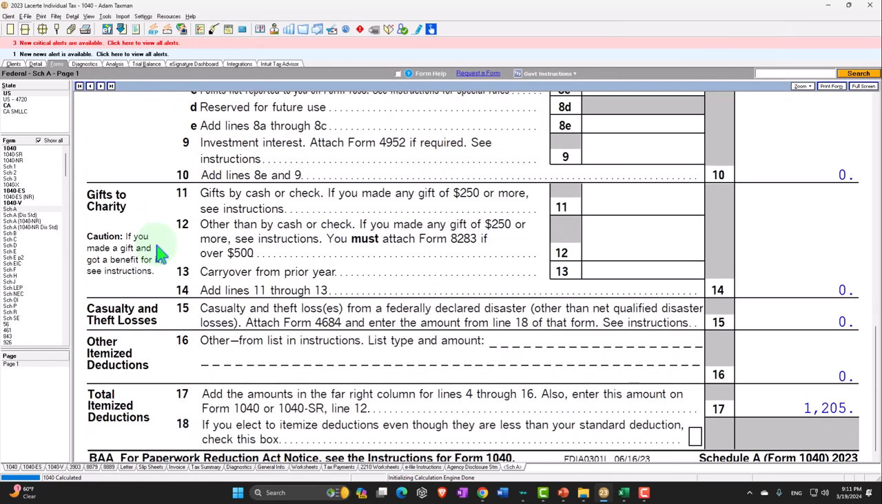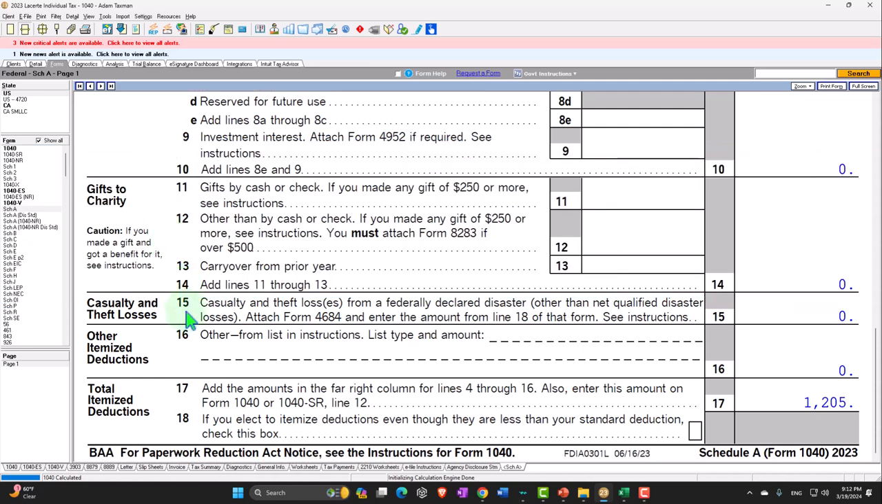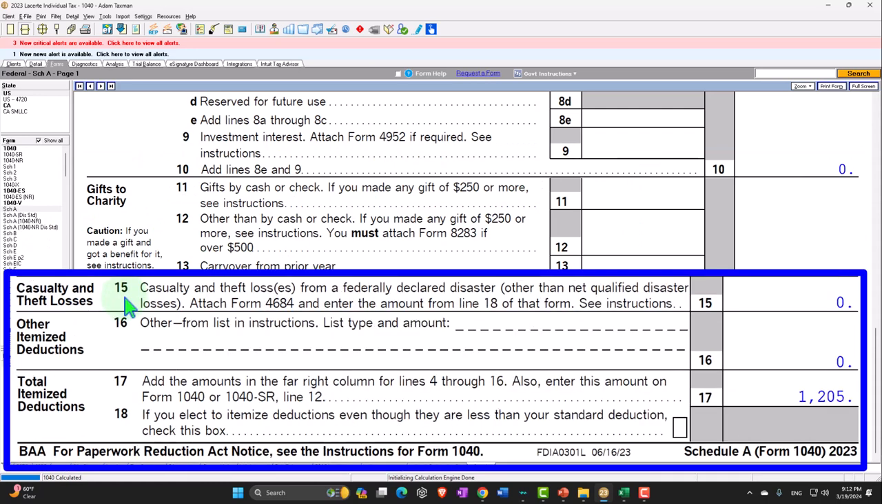And then the same with the gifts. Why would you be able to deduct gifts? It has nothing to do with it. And they're saying, well, because the government needs to nudge us to give money, because we weren't a charitable country before the government forced us to be charitable. I think it's exactly the opposite, actually. But you could see where the argument comes in there. And then we have the casualty and theft losses, which has been restricted greatly, other itemized deductions, and then the total itemized deductions.